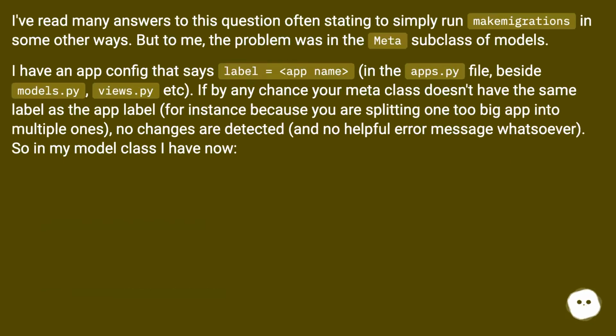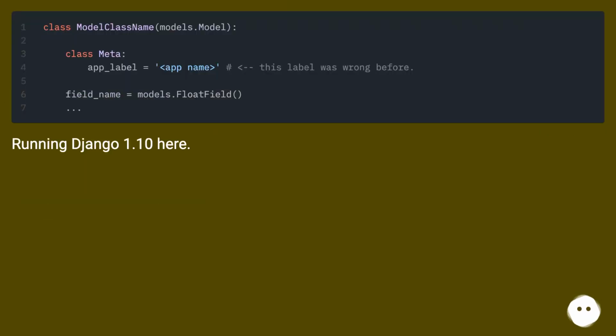I've read many answers to this question, often stating to simply run makemigrations in some other ways. But to me, the problem was in the Meta subclass of models. I have an app config that says label equals, in the apps.py file, beside models.py, views.py, etc. If by any chance your Meta class doesn't have the same label as the app label, for instance because you are splitting one too big app into multiple ones, no changes are detected, and no helpful error message whatsoever. So in my model class I have now. Running Django 1.10 here.